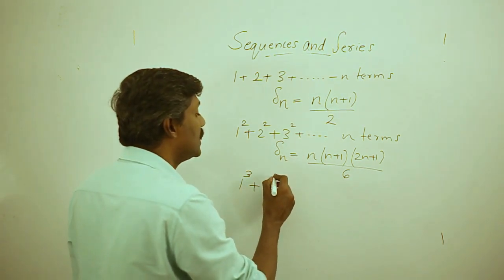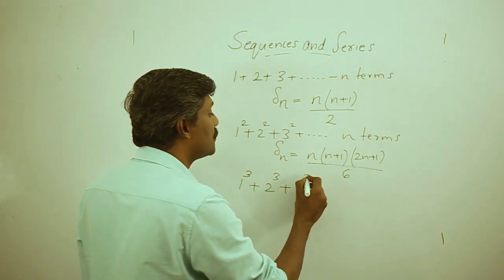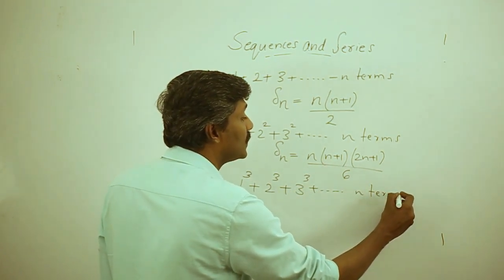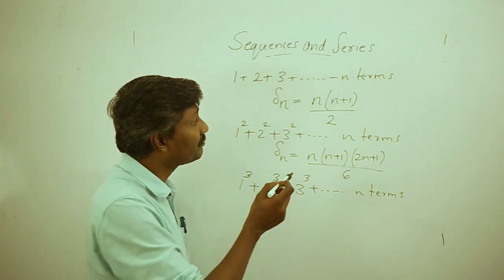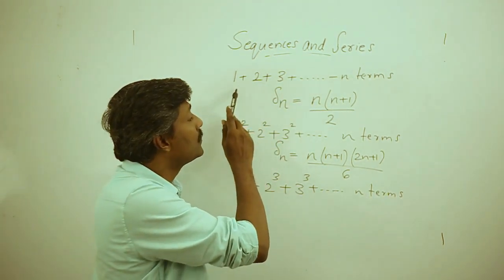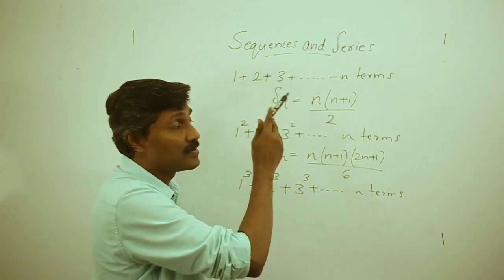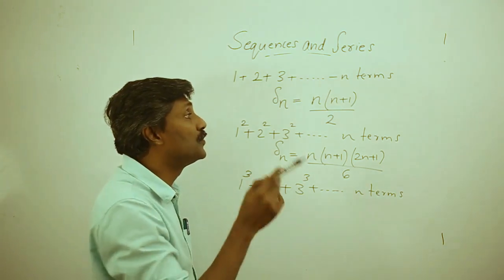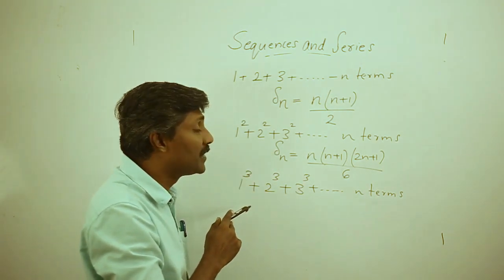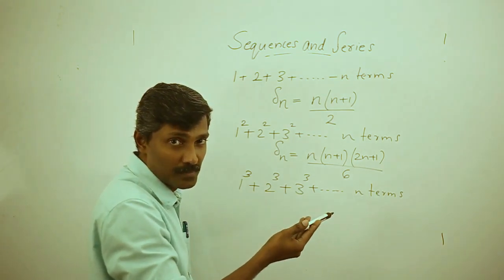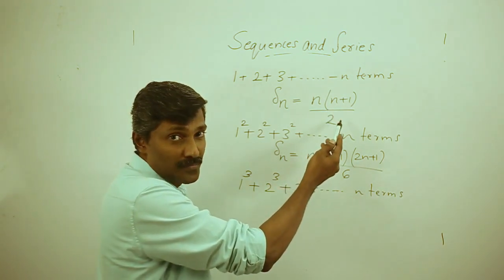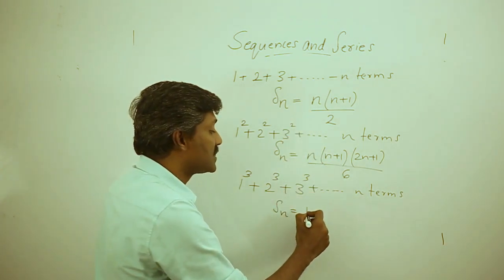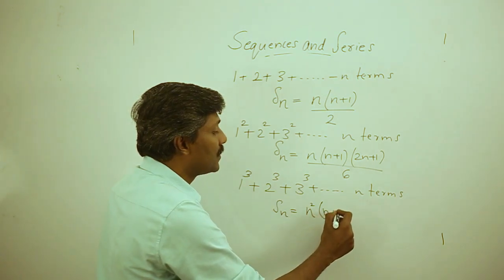numbers. So 1 cube plus 2 cube plus 3 cube plus etc. Again up to n terms. Now that is interesting because we know that the sum of n terms of first n natural numbers is n into n plus 1 by 2. If you know that, then the sum of cubes of first n natural numbers is nothing but the square of this. Okay, so this is equal to square of this, which is n square into n plus 1 the whole square divided by 4.